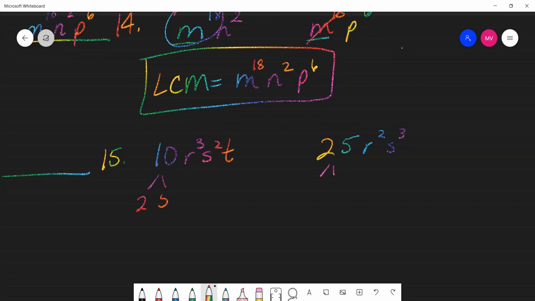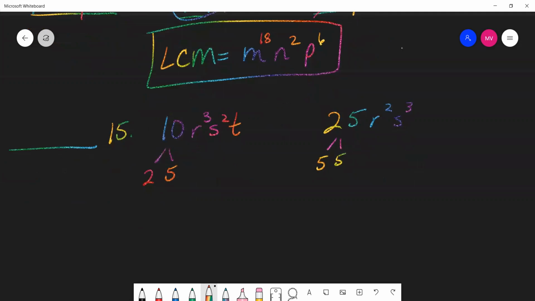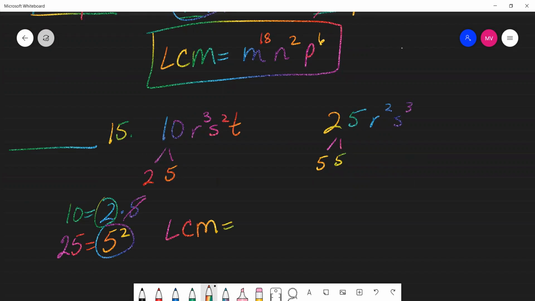10 is 2 and 5. 25 is 5 and 5. So when you lay that all out, you end up with 2 times 5 for the 10. 25 is 5 squared. So we've got to include the 2 and then compare the 5s. The 5 squared is the larger of the 2. So when it comes to the coefficient of our least common multiple, it is 2 times 5 squared.